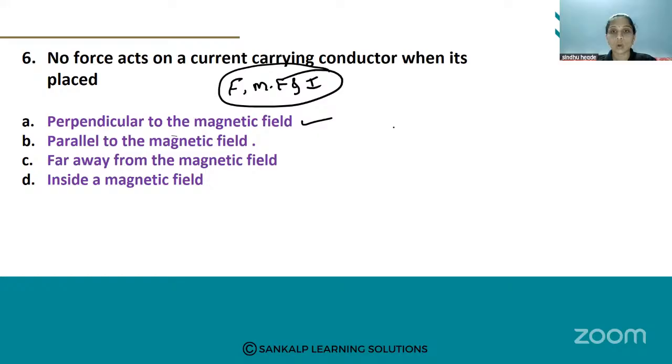We know that according to the left hand thumb rule, force, magnetic field and current all are perpendicular to each other, right? So this one is wrong. Here they ask when no force is acted.